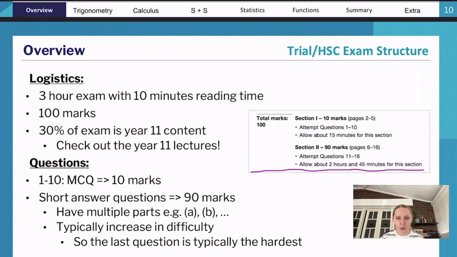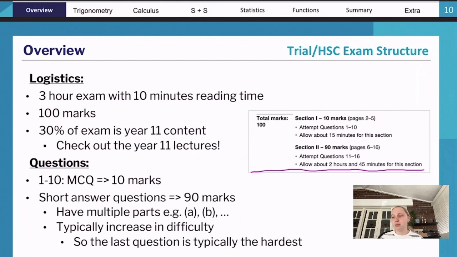And as you go through the paper, your questions typically increase in difficulty. So question 11, which will be the first short answer question after your multiple choice, is usually a fairly simple short answer question. And then your last question is typically the hardest question in the paper. If you're really familiar with whatever they're trying to assess as the last question, you might find the last question super easy.